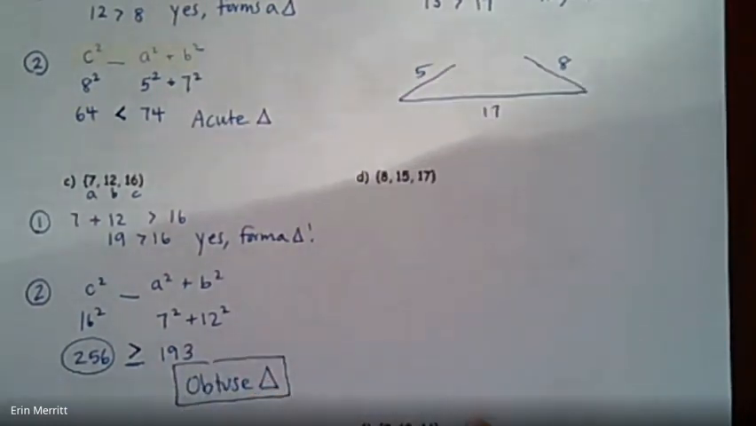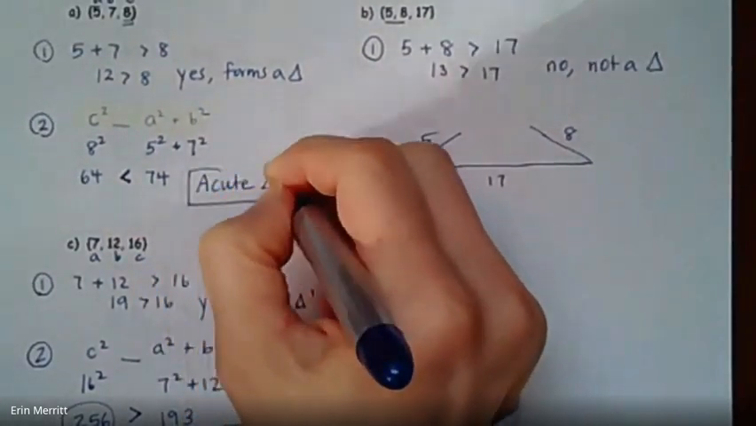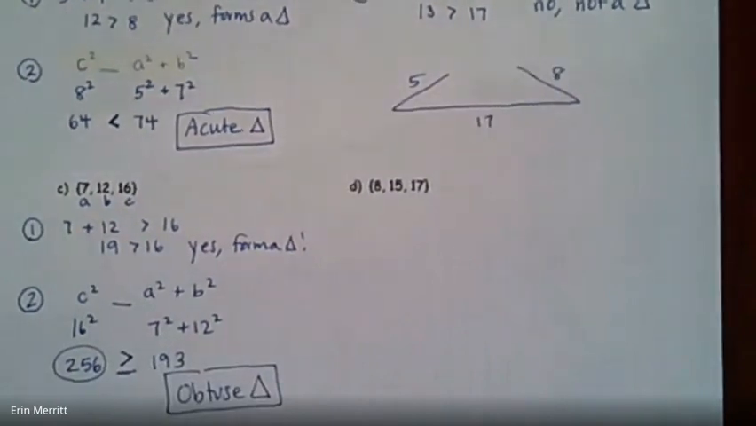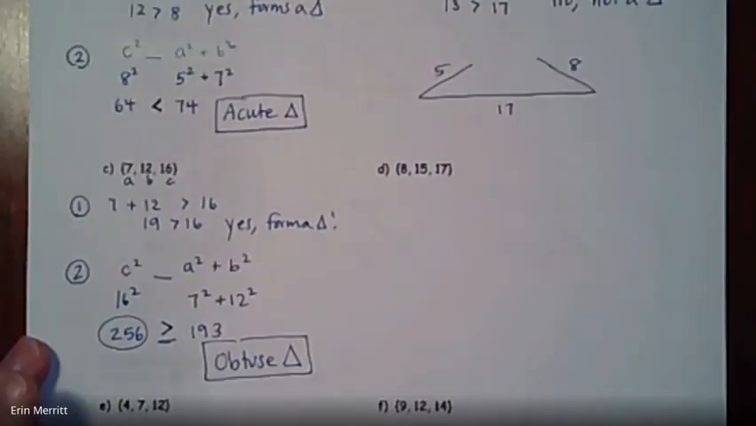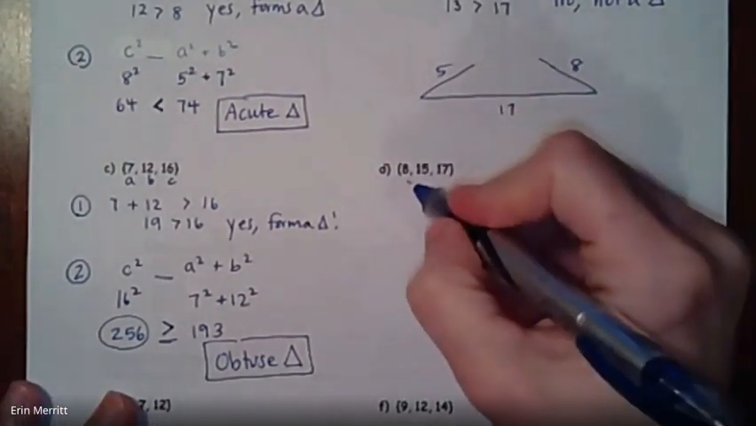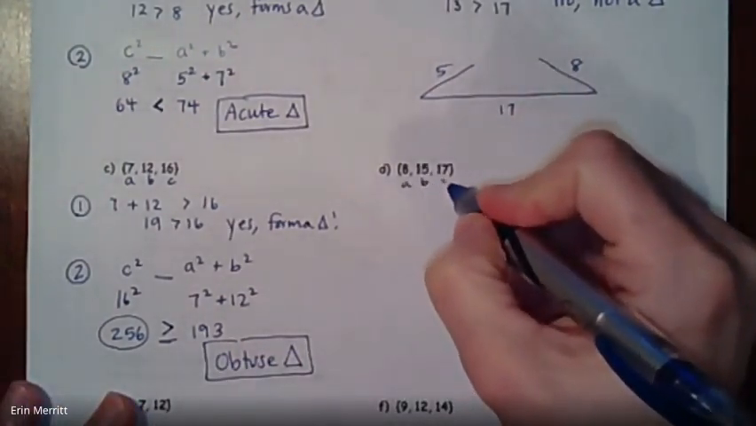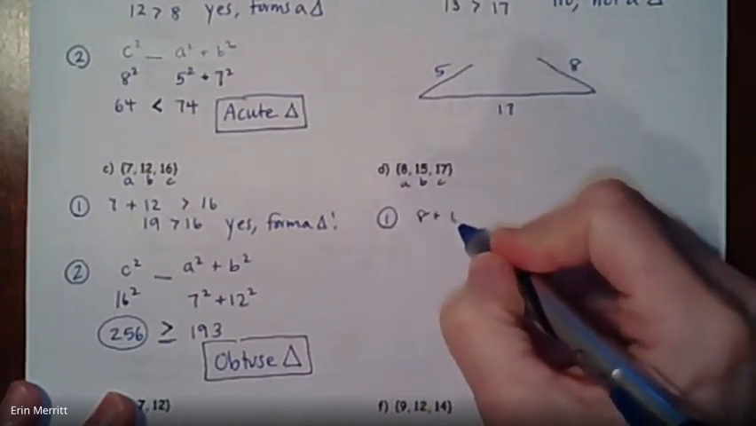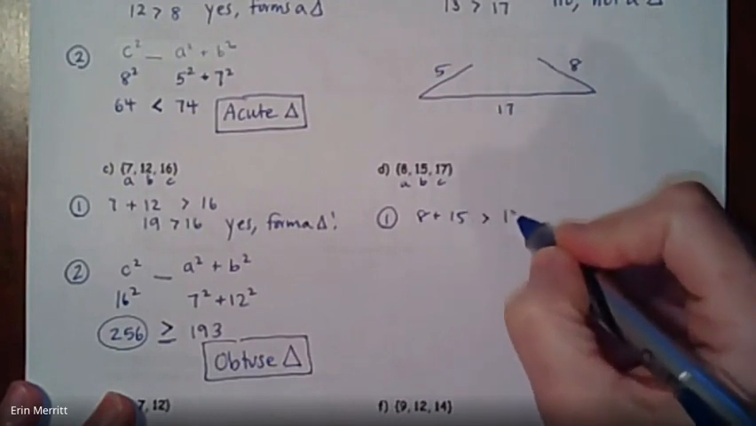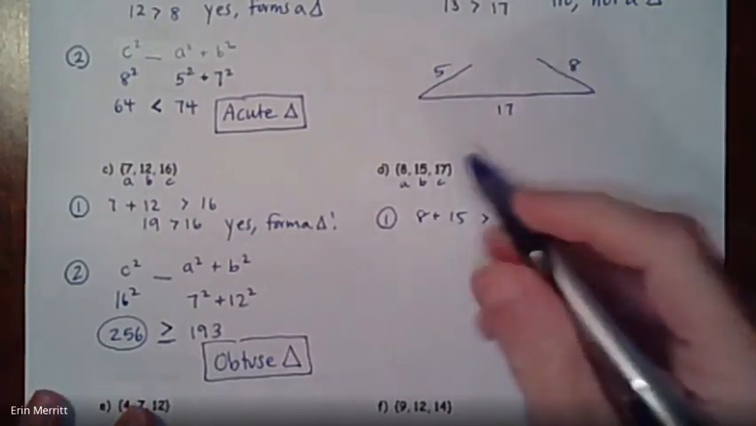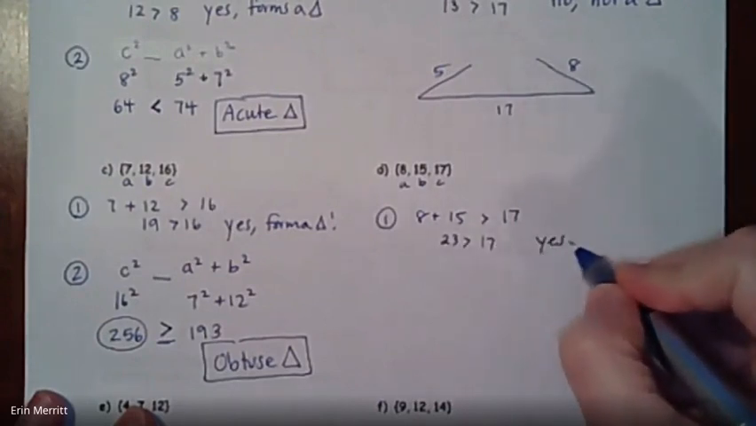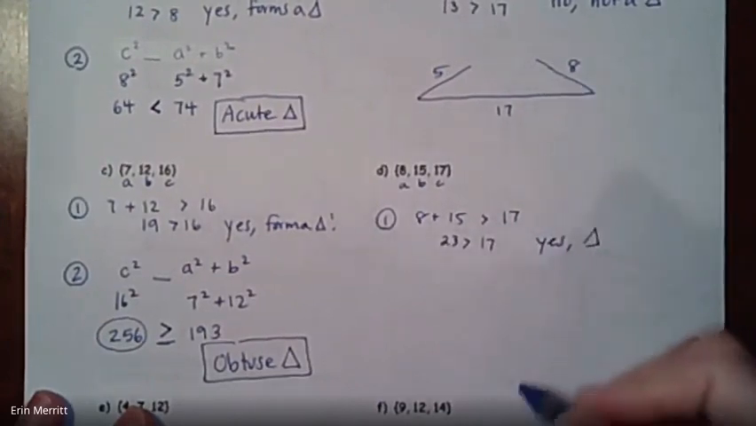So now we've seen a couple different cases. We saw one that came out acute. We saw one where it didn't work at all. We saw one where it was obtuse. All right, let's look at one more of these guys. So D is a perfect one here, where if we treat these as A, B, and C, you're adding up the two shorter sides, so A and B, to see if it's longer than the longest side, to see if it forms a triangle. So this will give me 23, which is definitely greater than 17. So yes, it'll form a triangle.